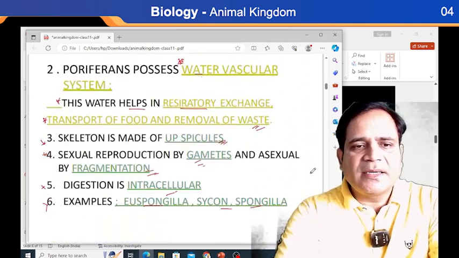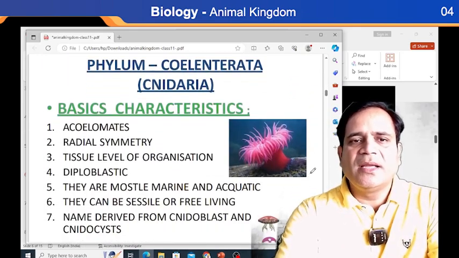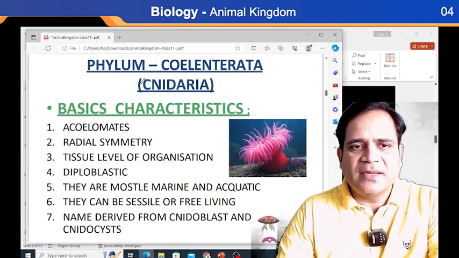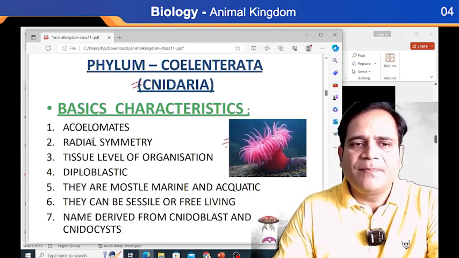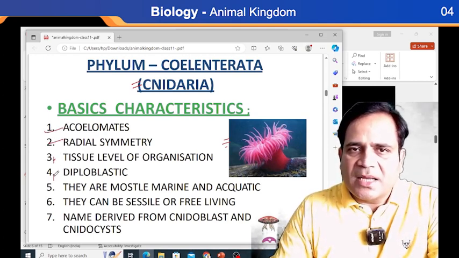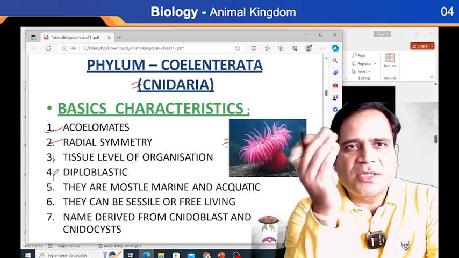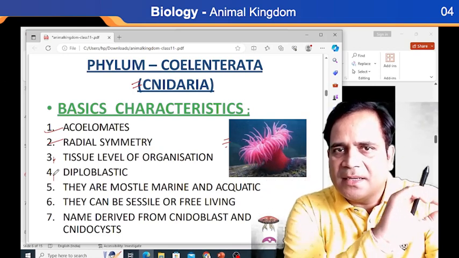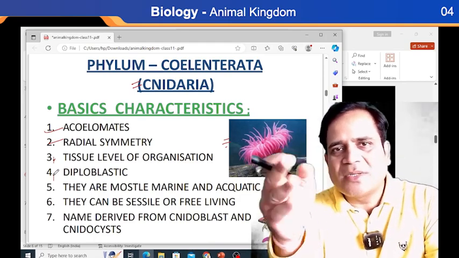Correct? Now see, the phylum Coelenterata. Here the phylum Coelenterata is also known as Cnidaria. So what are the basic characteristics I am making here with the help of diagrams? It is acoelomate, radially symmetrical, tissue level of organization, diploblastic, having two germ layers: the outer is ectoderm, the middle is mesoderm, and the innermost layer is endoderm.